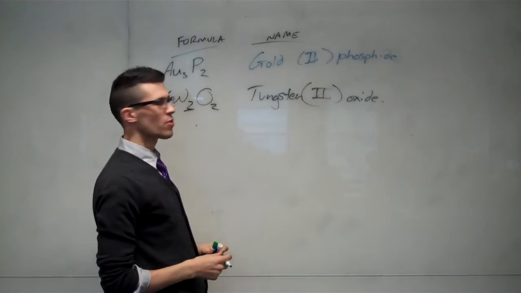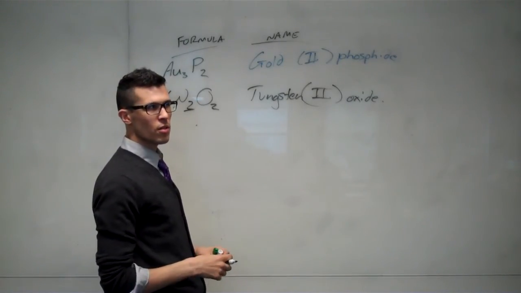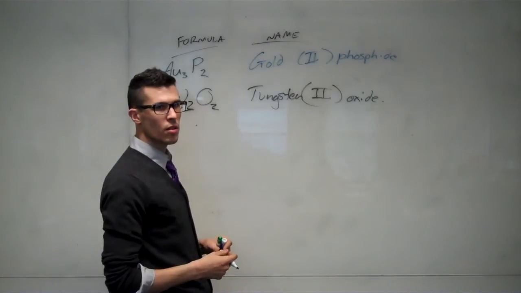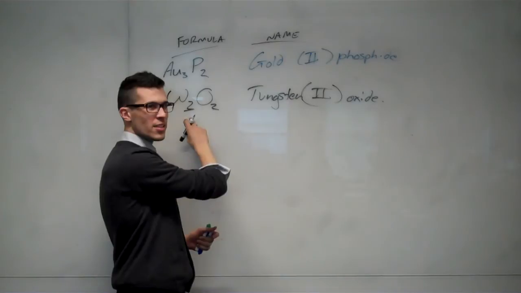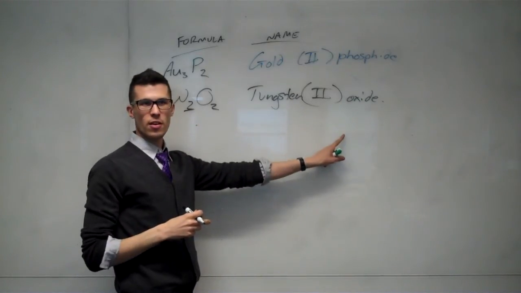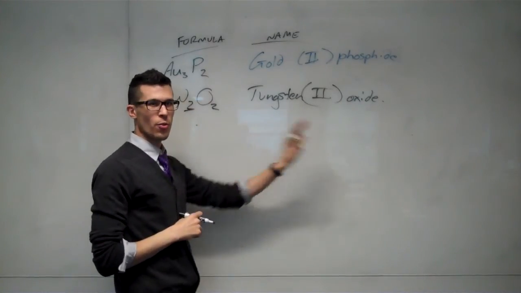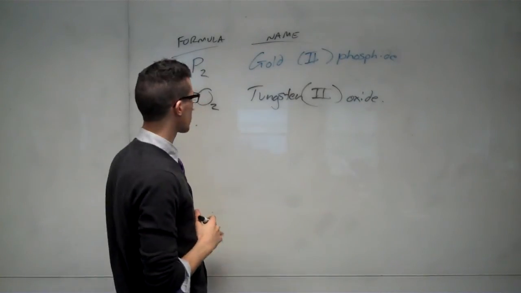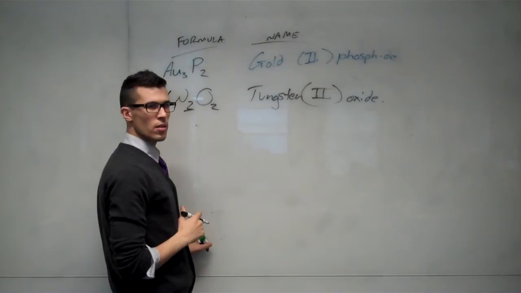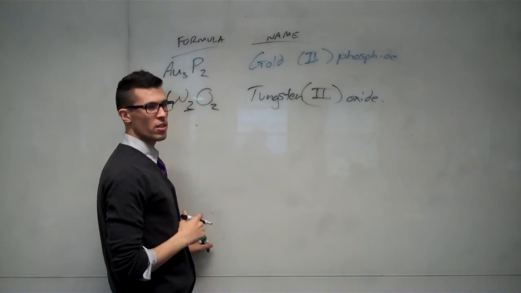Oh, I see. W2O2, could you say that? No, because even if this is W8O8, it's still going to be tungsten 2 oxide, because each tungsten is giving away 2 electrons to oxygen. Oh, right. But still, you can write tungsten 1 oxide. No, you can't write tungsten 1 oxide.